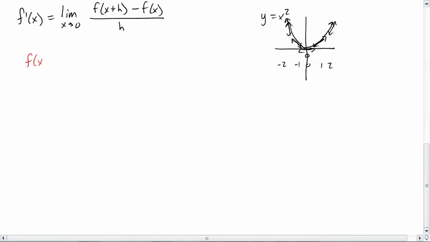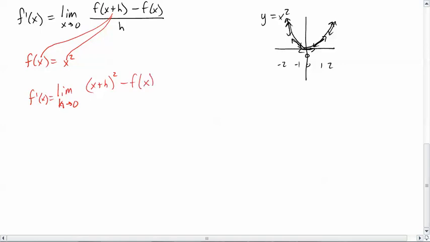Let's take f of x equals x squared. So let's go. Limit. So I'm looking for the derivative function. Limit as, not x, as h approaches 0 of f of x plus h. So x plus h is replacing the x. So it needs to go right in there for the x. So it's going to be x plus h squared minus f of x, which is not f of x. It is, of course, x squared, all over h.